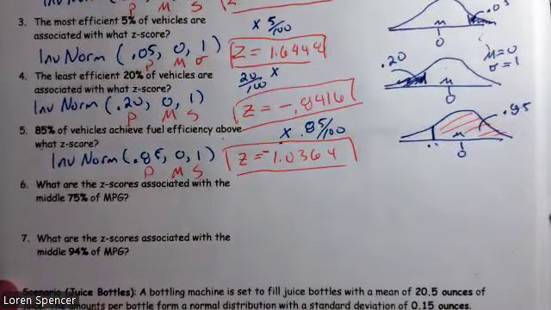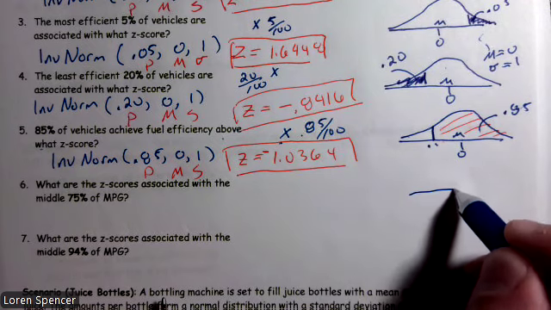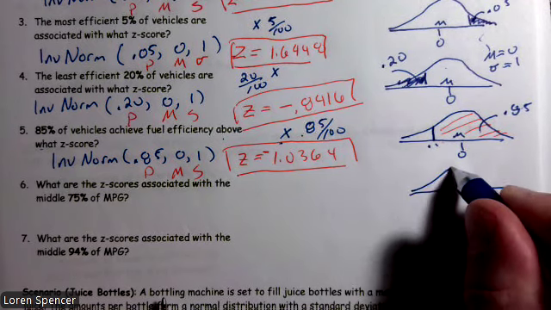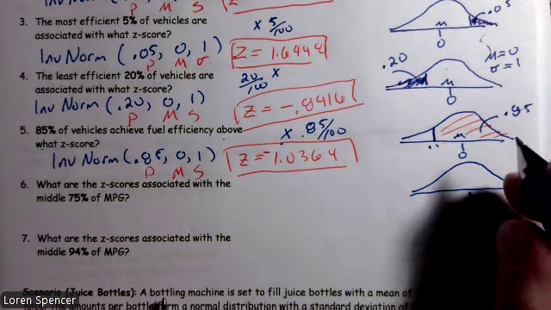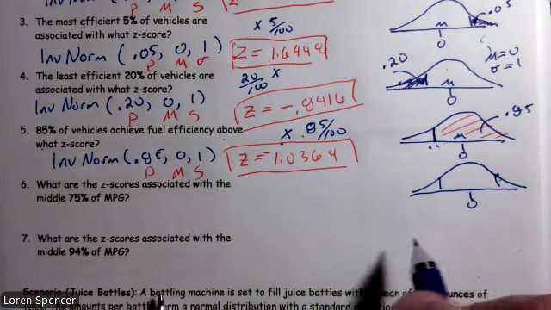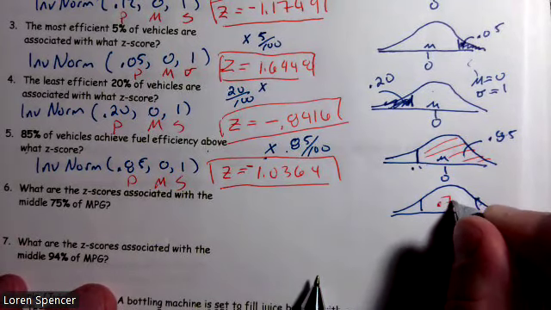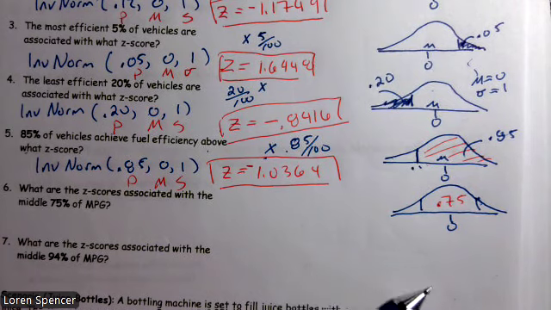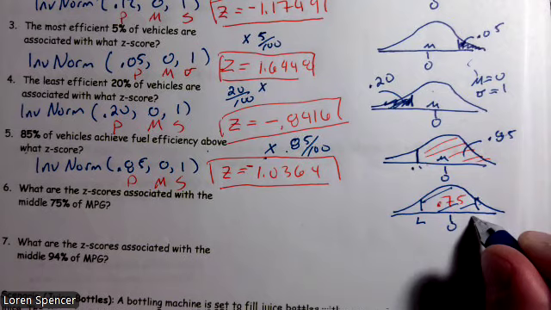What are the z-scores associated with the middle 75%? All right, so this one's going to look a little bit different. So we're going to draw a picture. 0. And they're telling us it's the middle. So they're just telling us, oh, this area right here has to be 0.75. And they're wanting us to be centered on it, right? So we have this area that we're looking for, and this is my lower, and this is my upper.